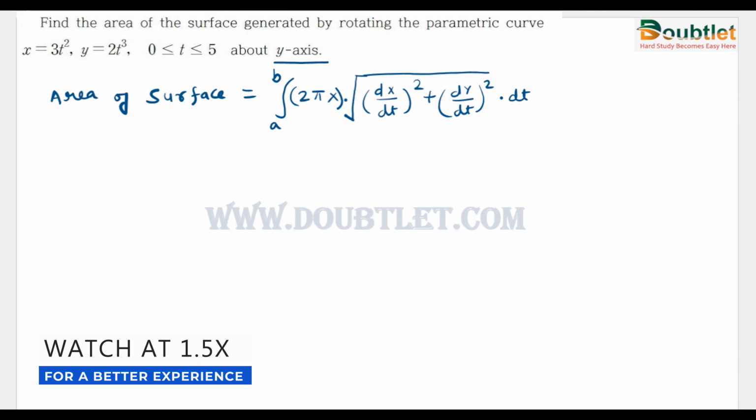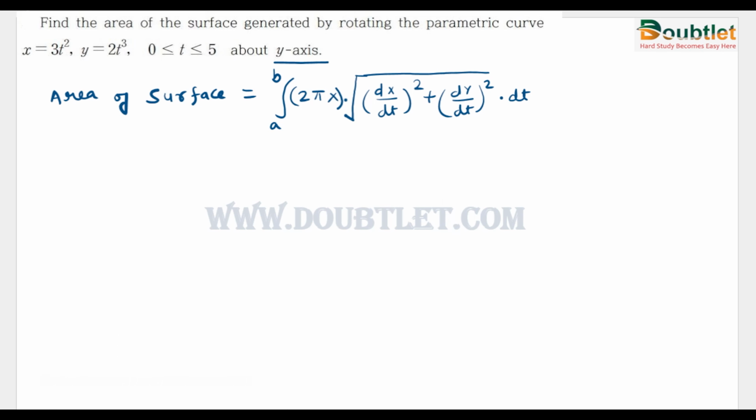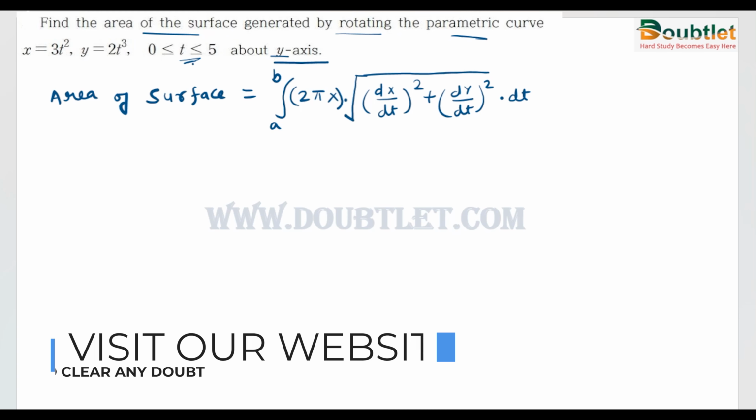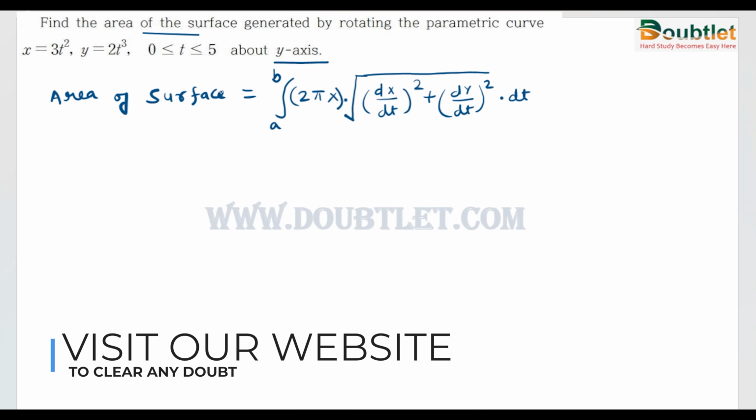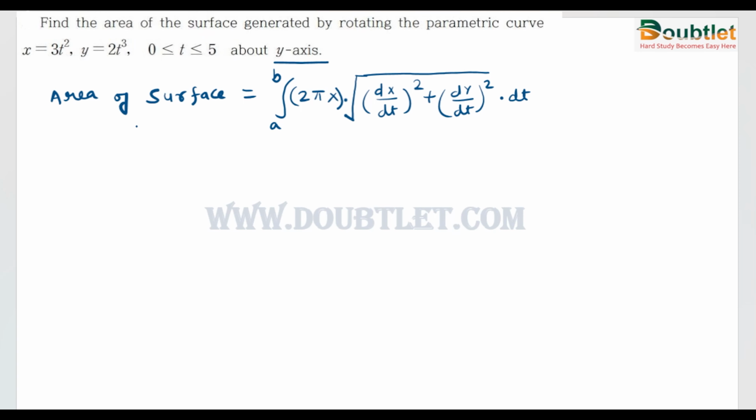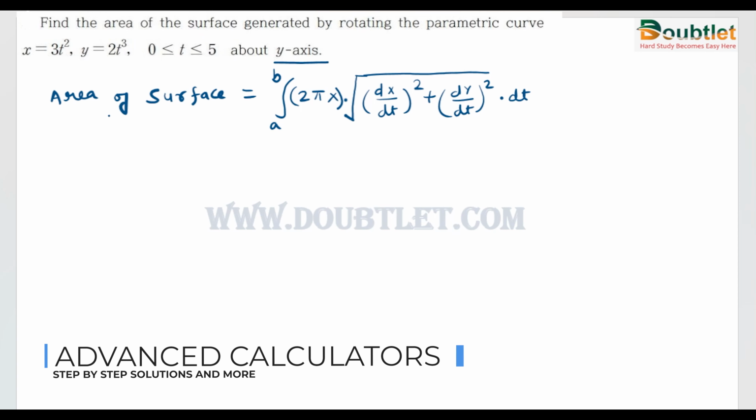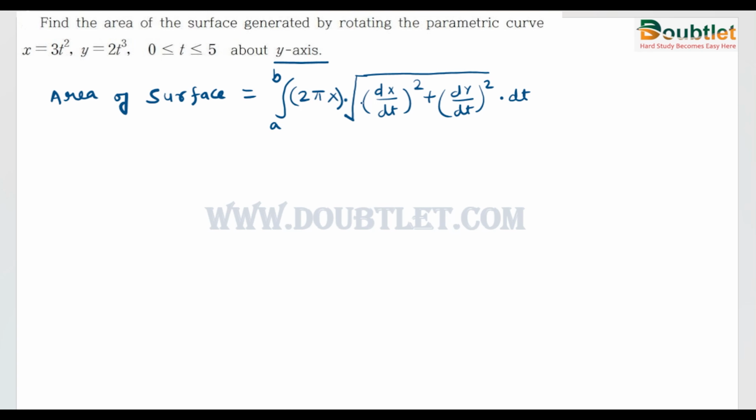So in this video, we are going to learn how to find the area of the surface generated by rotating the given parametric curve around the y-axis in this range. I have already written the formula for the area of surface. Basically it is the integration from a to b of 2 pi x multiplied by the square root of (dx/dt) whole squared plus (dy/dt) whole squared, and we have to integrate it with respect to t. Since the limit of t is given, this is basically a and this is basically b. So we have got the values of a and b.